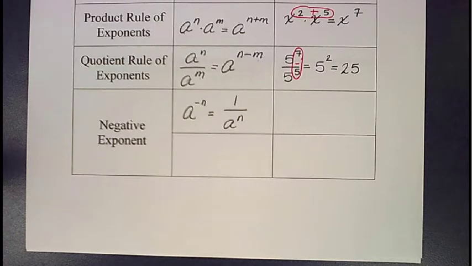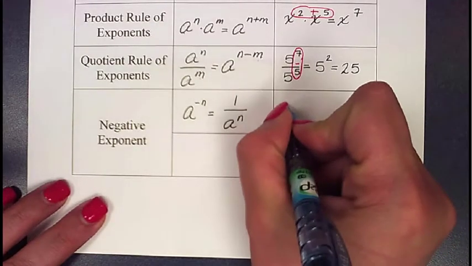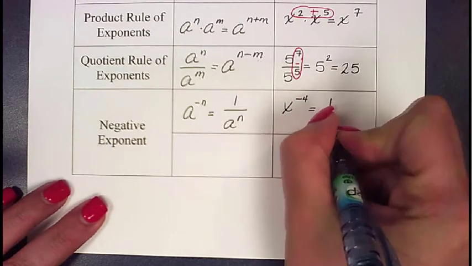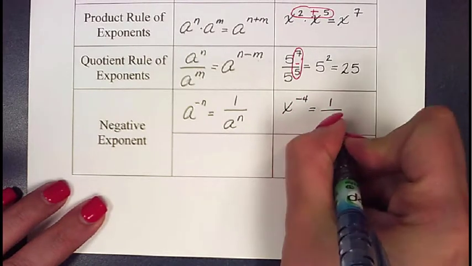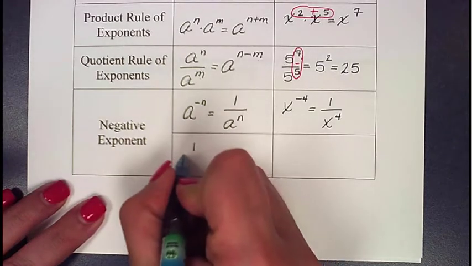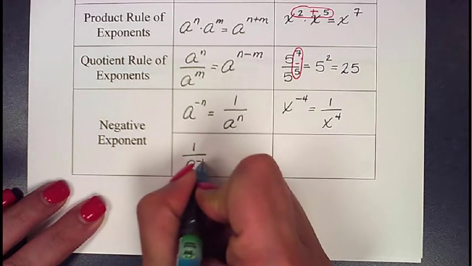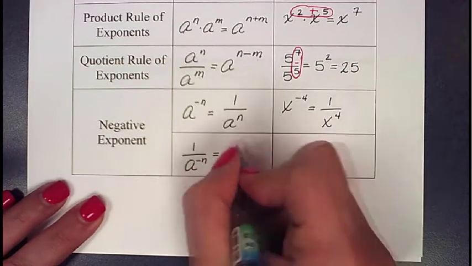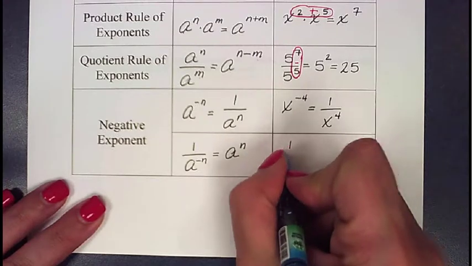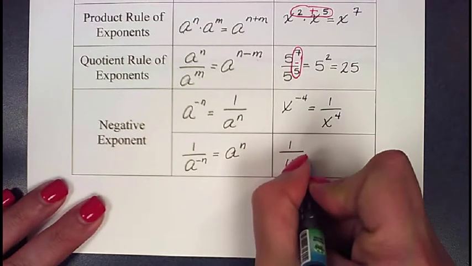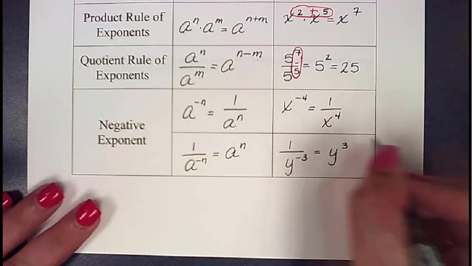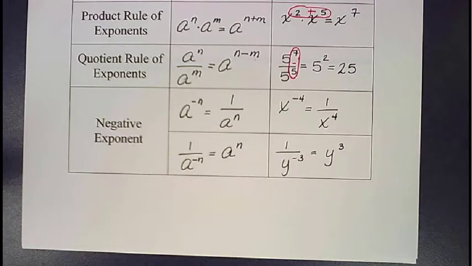Okay, so in other words, if I have something like x to the negative 4, this is the same thing as 1 over x to the 4. And the opposite is true. If I have 1 over a to the negative n, this is the same thing as a to the n. So again, if I had something like 1 over y to the negative 3, this is the same thing as y to the third.